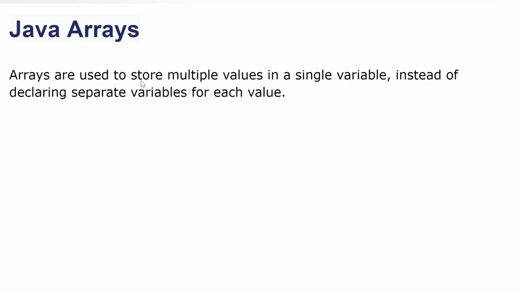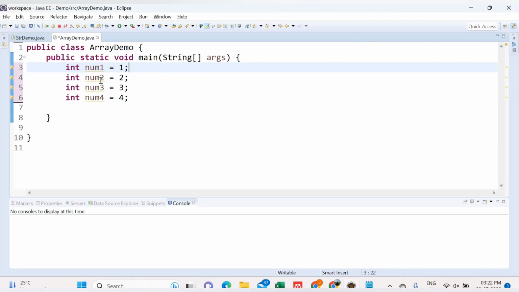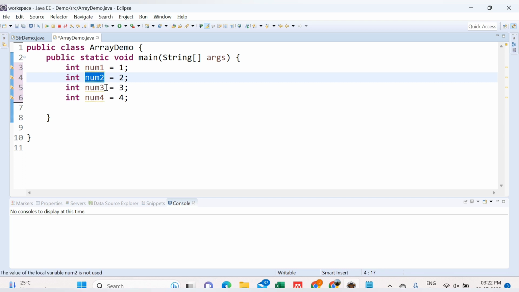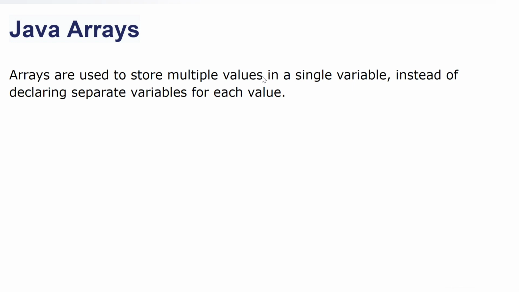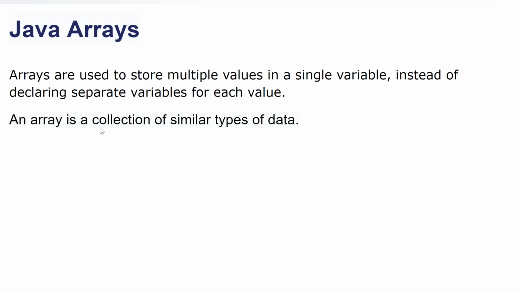Arrays are used to store multiple values. It will store multiple values in a single variable. So we don't need different variables like num2, num3, num4. We just need to declare one variable, and inside that one variable we can store multiple values. An array is a collection of similar types of data. If you have declared an array of integer type, it will store values of integer type only. If you declare an array of string type, it will have values of string type only. It will not allow integer values and string values both inside a single array.